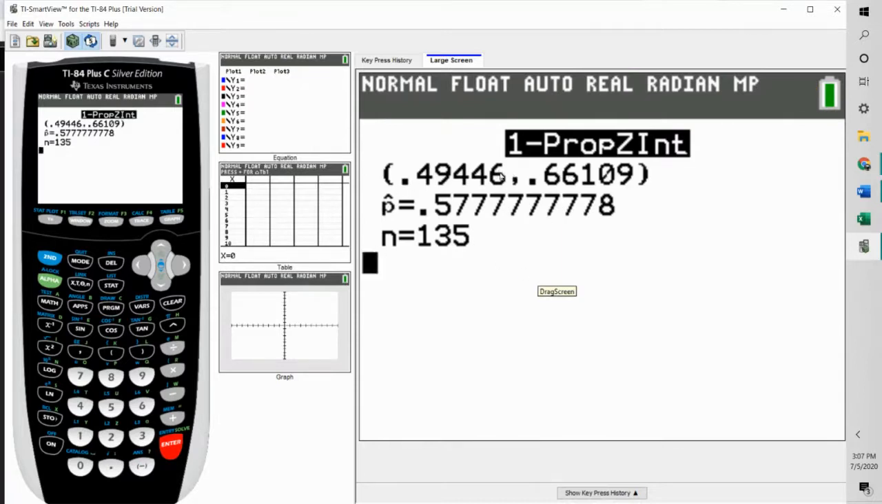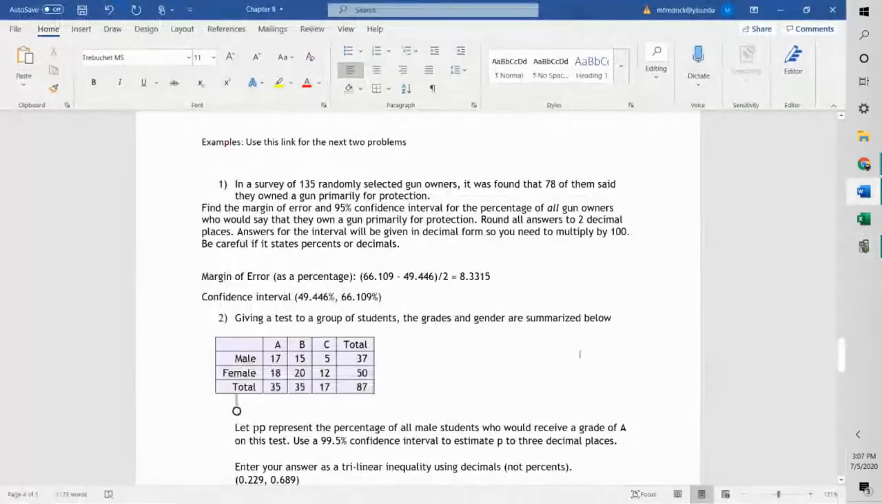Now remember, we have to multiply these by 100. That's why I had 49.446 and 66.109. Right here. Now to find the margin of error, you just subtract them and divide by 2.